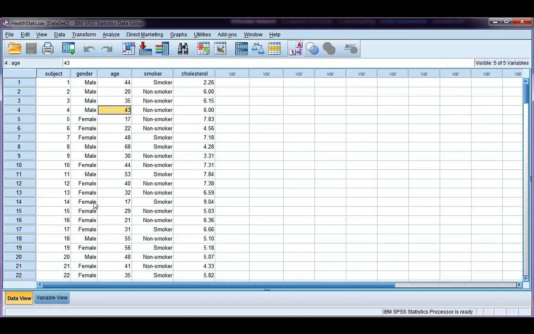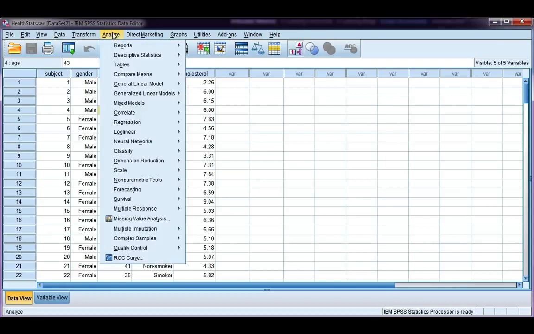Now, the reason I'm going to use these two is because we usually use a chi-squared test when we have two nominal variables. Now remember, nominal is data that has no meaningful rank or order. So smoker, non-smoker, male, female. They're definitely nominal variables. So let's go to Analyze, Descriptive Statistics, and Crosstabs.